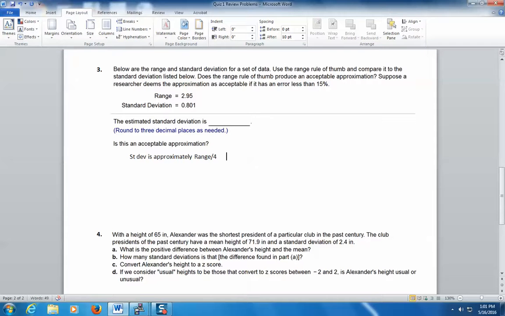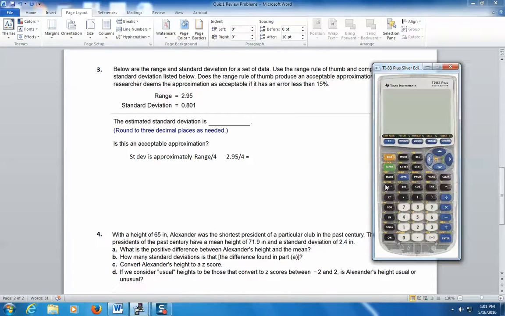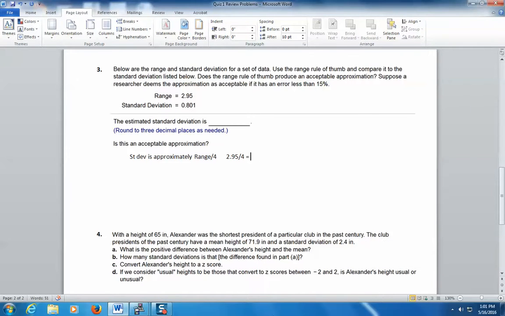So our range was 2.95. Divide that by 4 to estimate, and we want to see how close we get. So I'm going to get the calculator. 2.95 divided by 4 is equal to 0.7375. And that seems pretty close actually, not too bad.